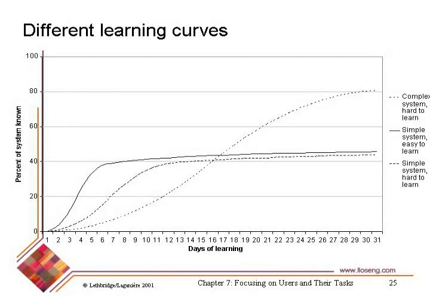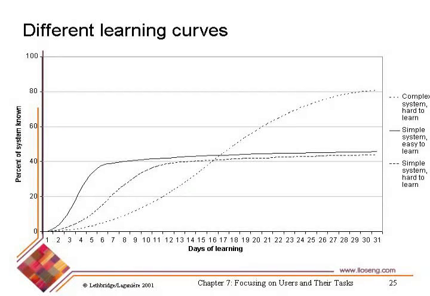People learn, first of all, they know nothing. So if you look at the bottom left-hand side here, people know nothing, and then they learn. The y-axis here is the percent of the system known. So this is how much people know, up to 100%. And the x-axis is the days of time, the amount of time it takes.